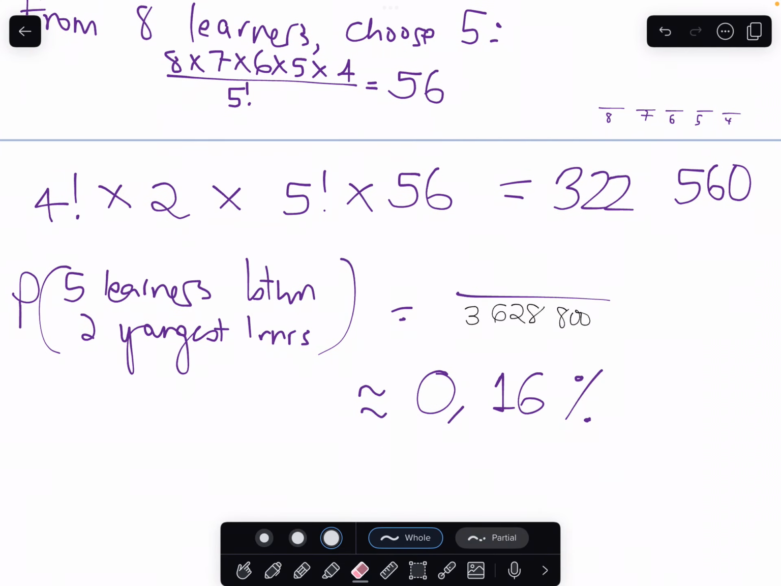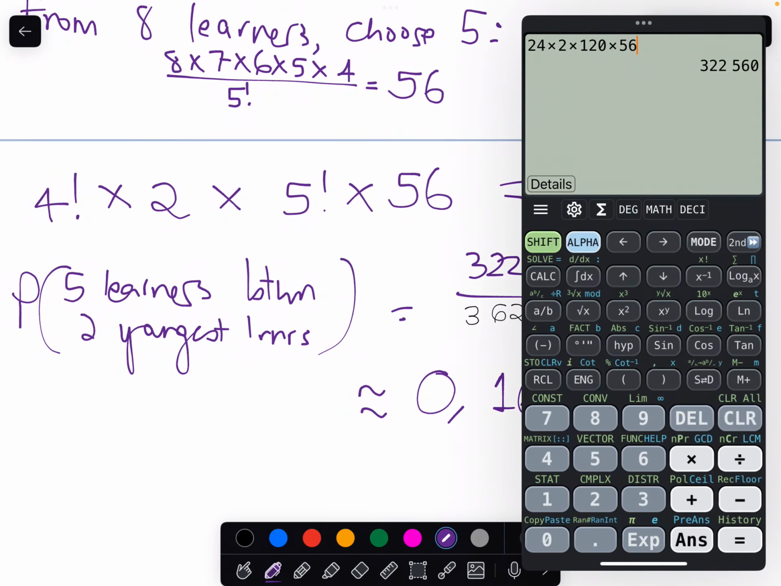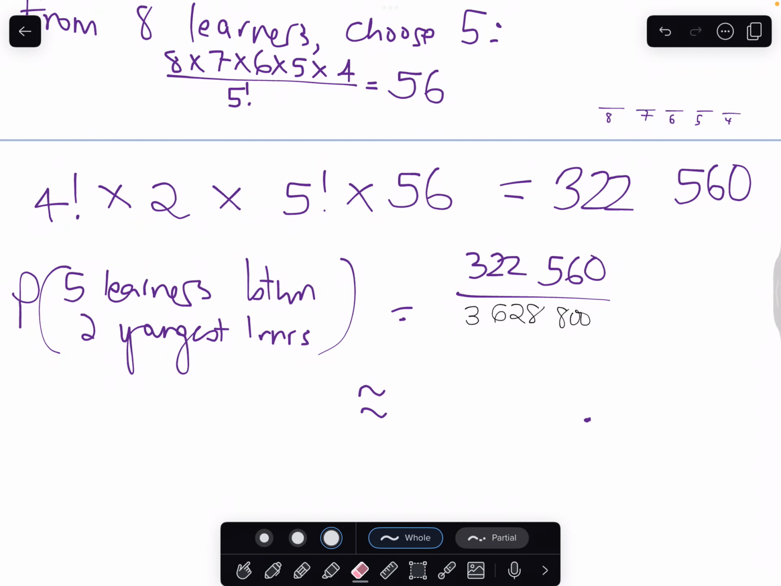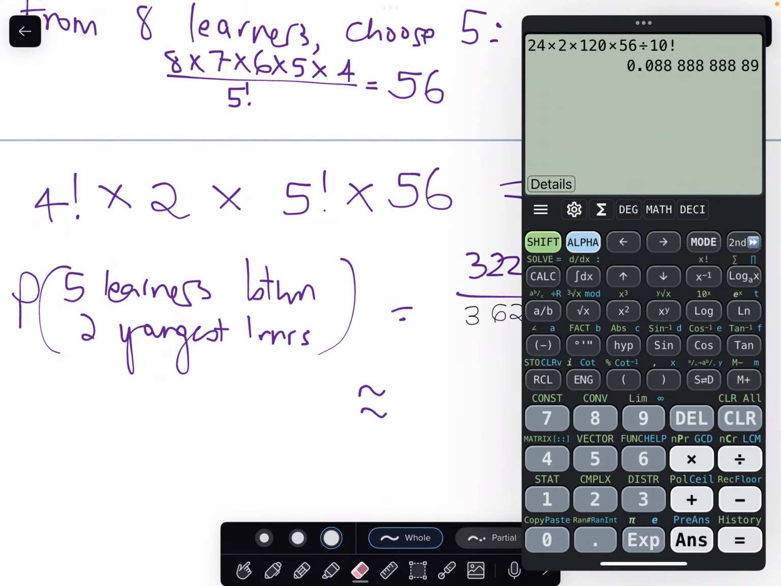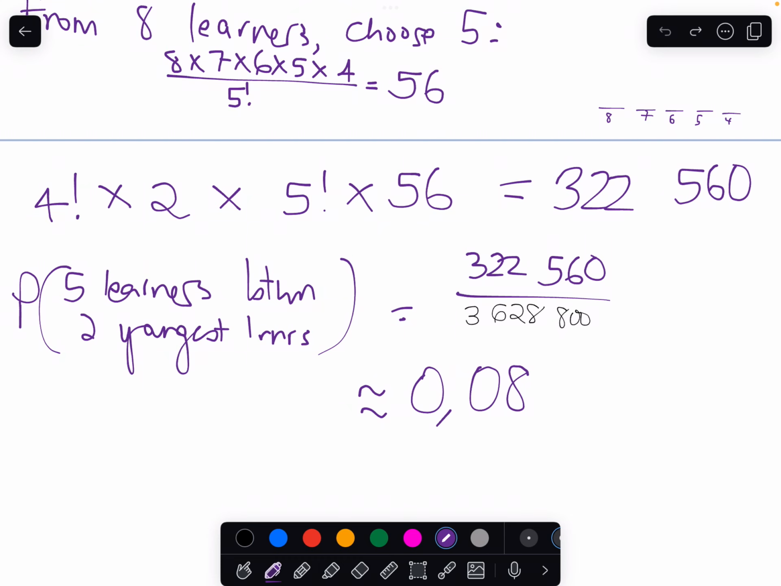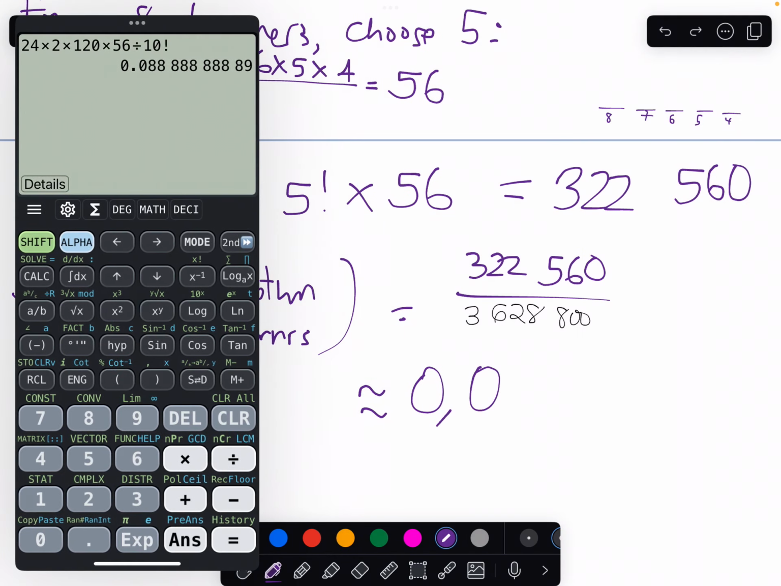Which is then going to affect our probability. Okay. What is that? It is 0.088. Wait, there are so many numbers there. Okay, 0.08888. It's 8.89%.